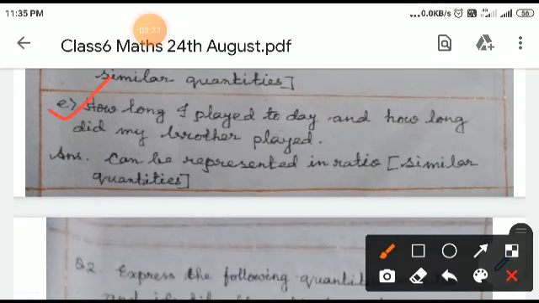Sum number E. How long I played today and how long my brother played? How long? Both are time. Both can be represented in the same unit. So they are similar quantities. They can be expressed in ratio.